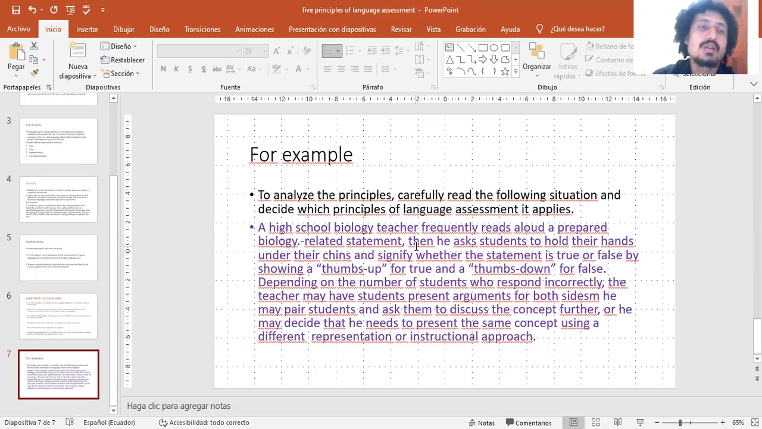So as we can see in this situation, the principle of authenticity is applied, since it includes a task that can be carried out in the real world. Moreover, the washback principle is applied in this case because the teacher gets students to make groups and introduce different statements while expressing their own thoughts or ideas.